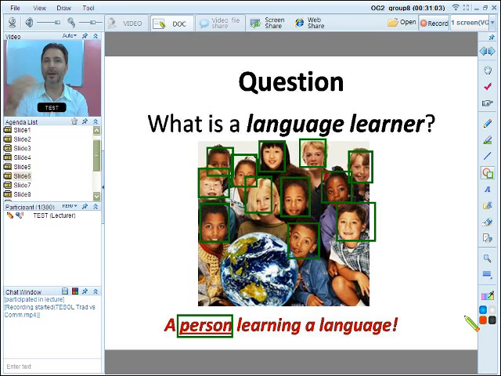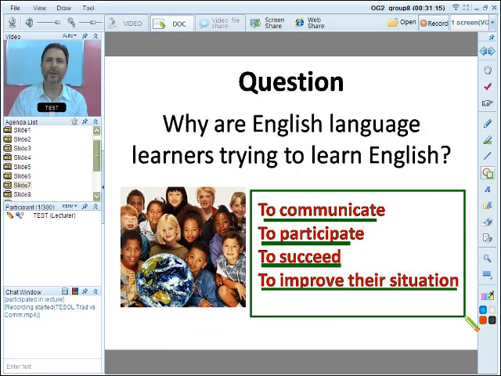Remember, these people are coming to you because they want to learn. Remember, they're paying their money, they're giving their time, and they're giving their effort and energy to learn from you. They want to learn. Give them what we can, right? So here we go. Why are they learning English? Communicate, participate, succeed, improve their situation.